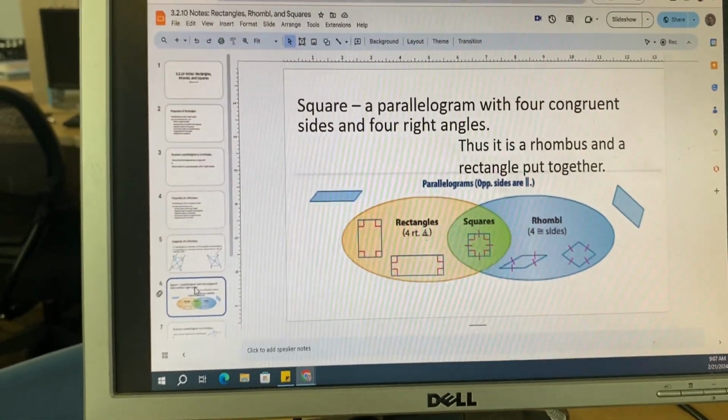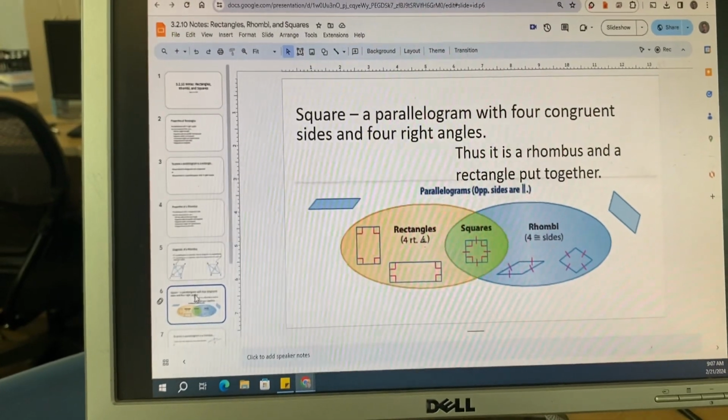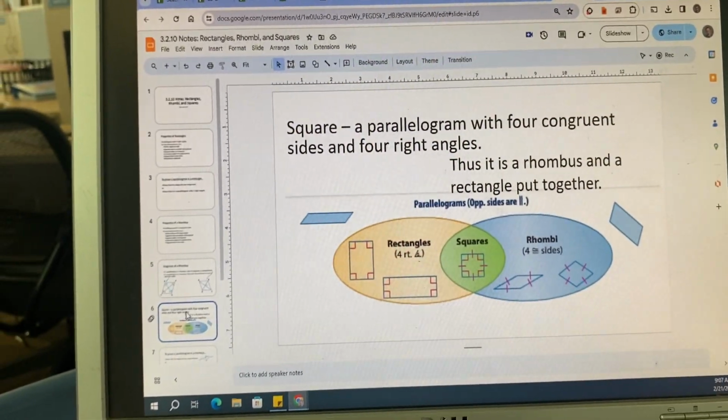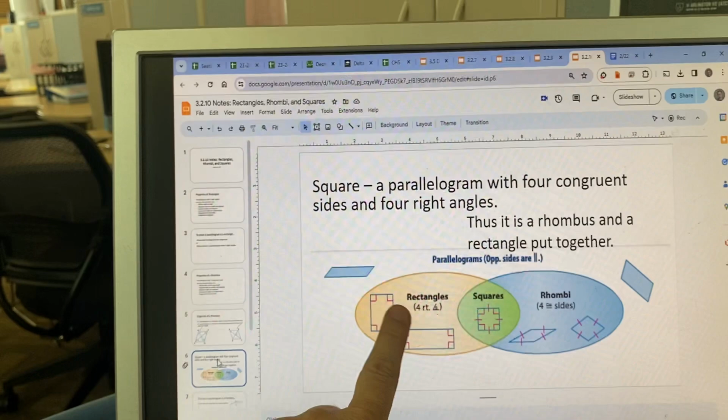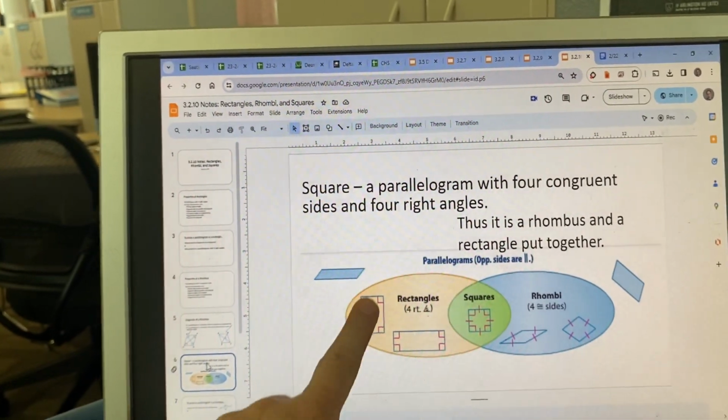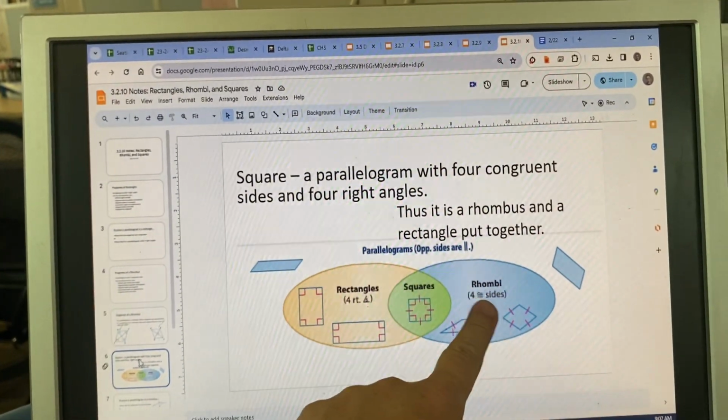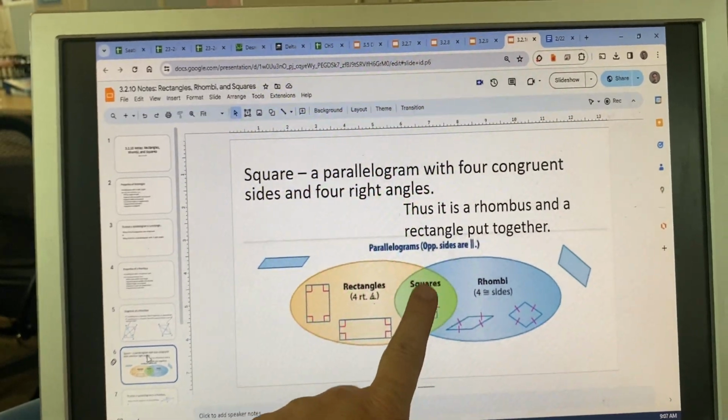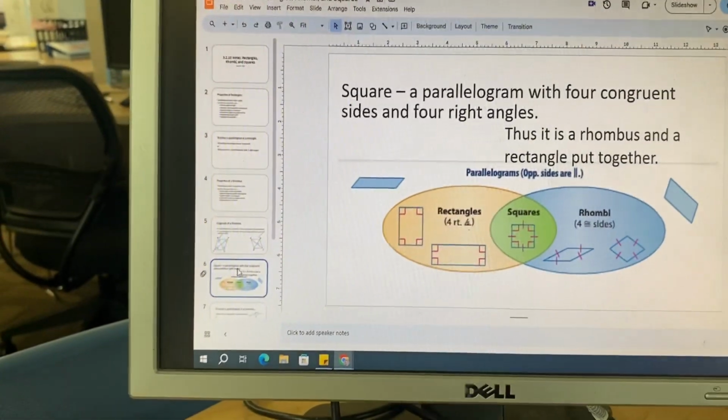When you have a square, it's a parallelogram with four congruent sides and four right angles, so it's a rhombus and a rectangle. So all the stuff that we had that worked for rectangles, all the stuff that's going to work for a rhombus, that same stuff applies to the squares.